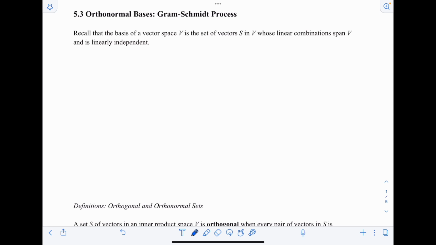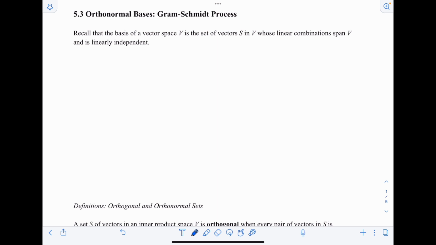This is lesson 5.3, Orthonormal Bases and the Gram-Schmidt process. This is our final lesson in this chapter, and we are going to end by really building on the concepts that we've been learning in both chapters 4 and 5, and talk about a very special kind of basis in a vector space, and some of the characteristics involved in what makes those bases special.